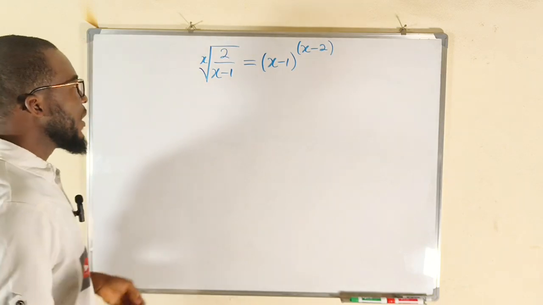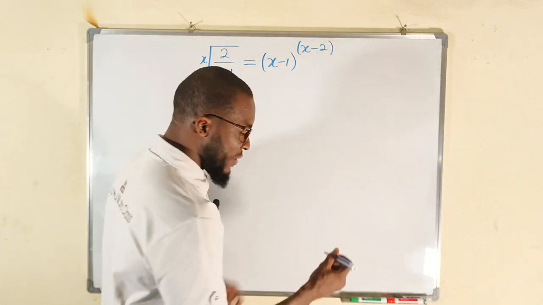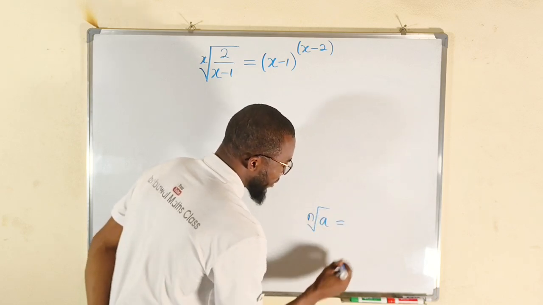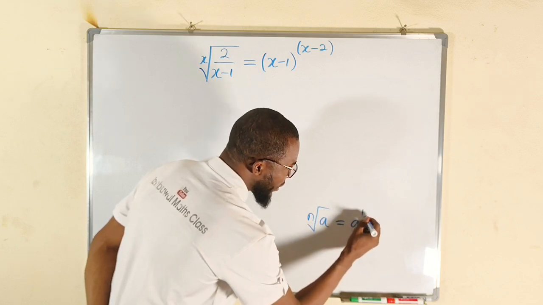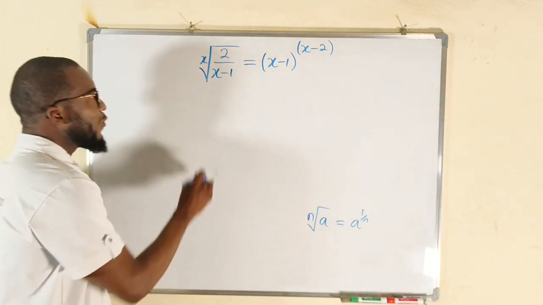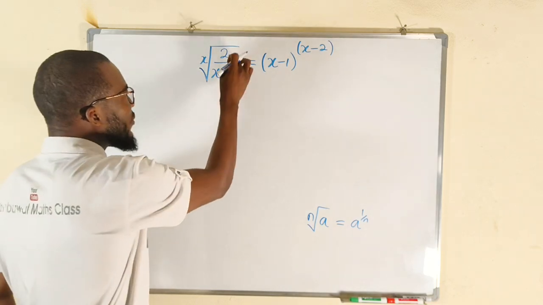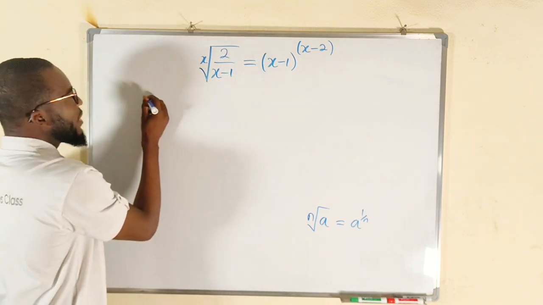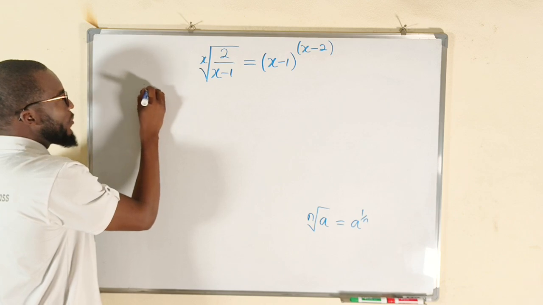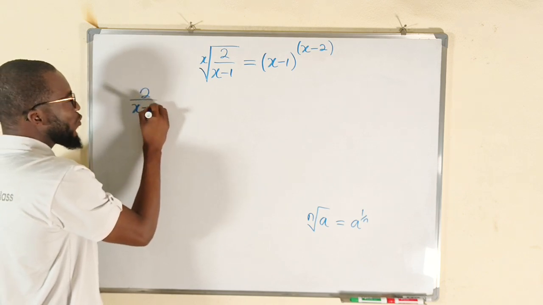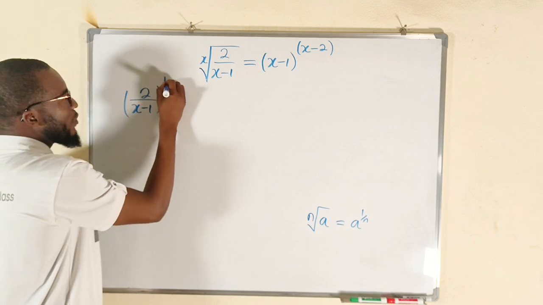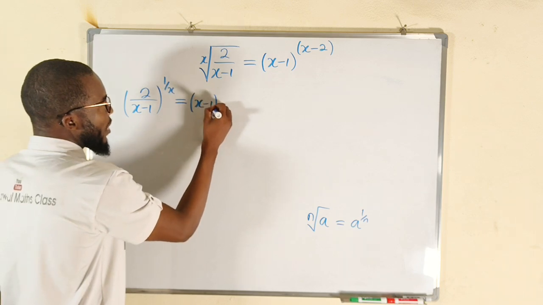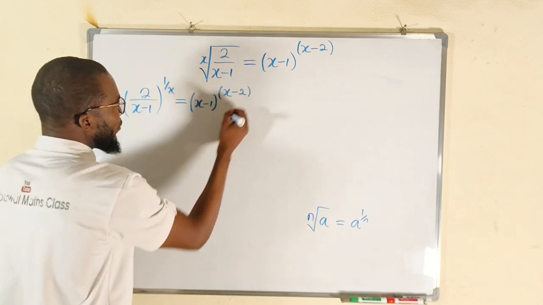Let's get started. Remember that according to one of the laws of indices, if I have the nth root of a, this can be expressed as a raised to the power of 1 divided by n. Therefore, the whole of this can be expressed as 2 divided by x minus 1 raised to the power of 1 over x. So let me use this side. I have 2 divided by x minus 1 raised to the power of 1 over x. And the right hand side remains the same: x minus 1 to the power of x minus 2.